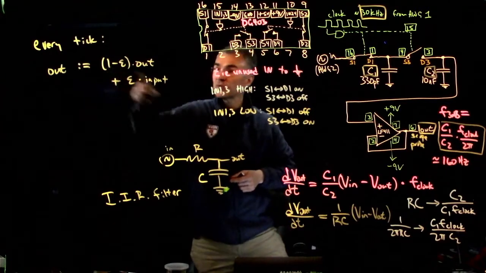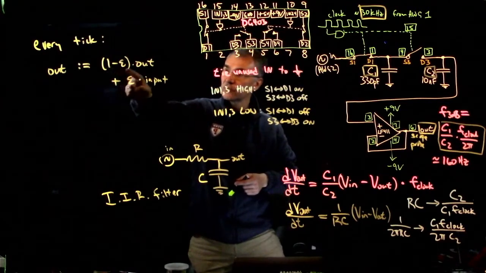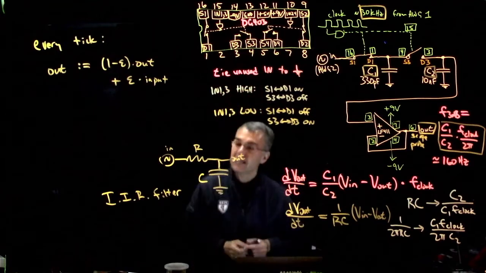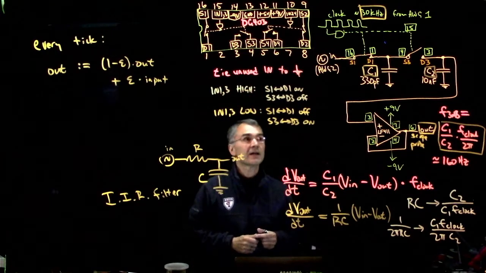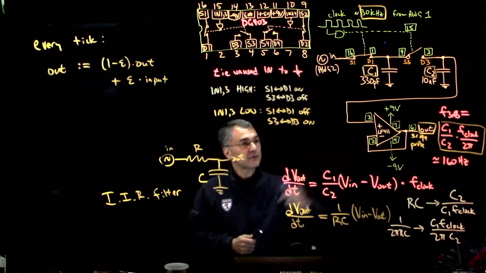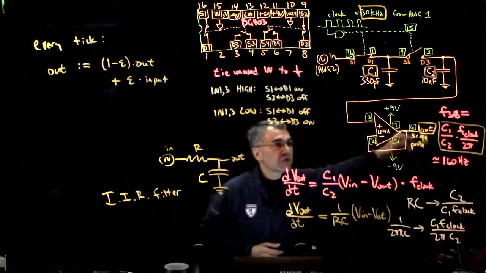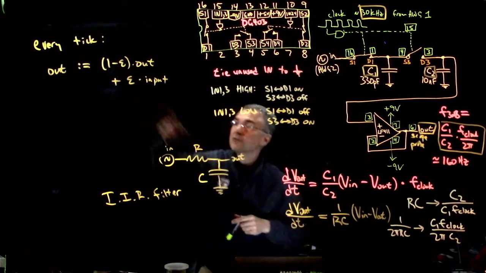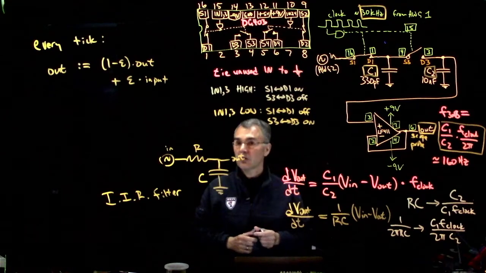This is epsilon, and this is 1 minus epsilon. So this is a small fraction, and this is whatever is left to make 100%. It's kind of the same thing. So C1 over C2 plays the role of epsilon here. Okay.